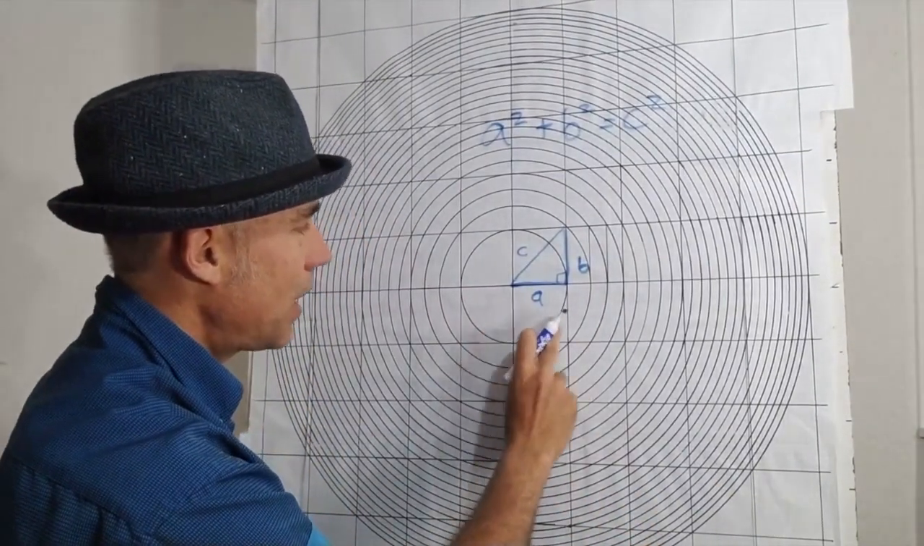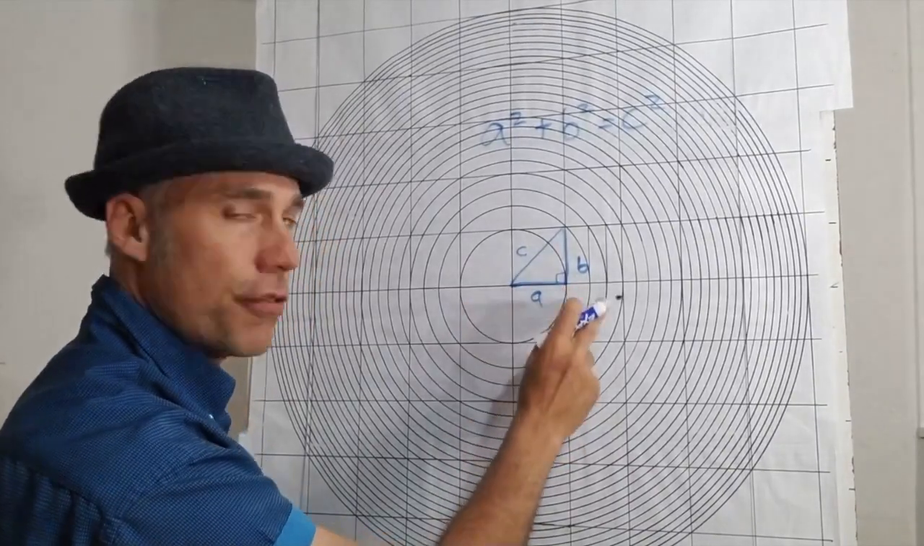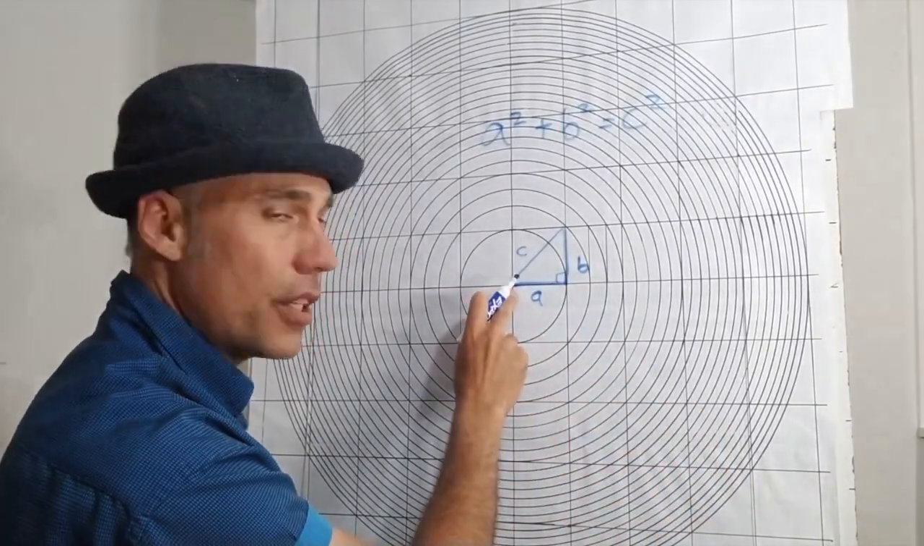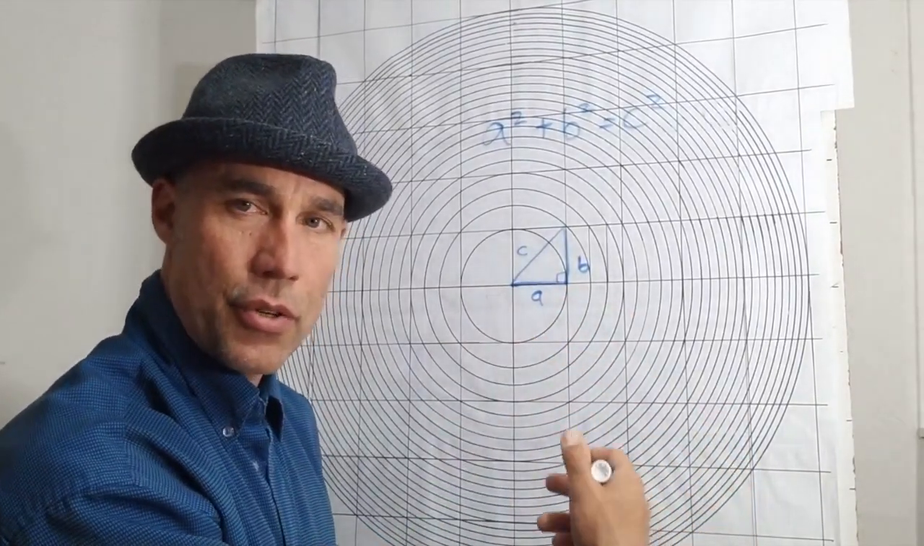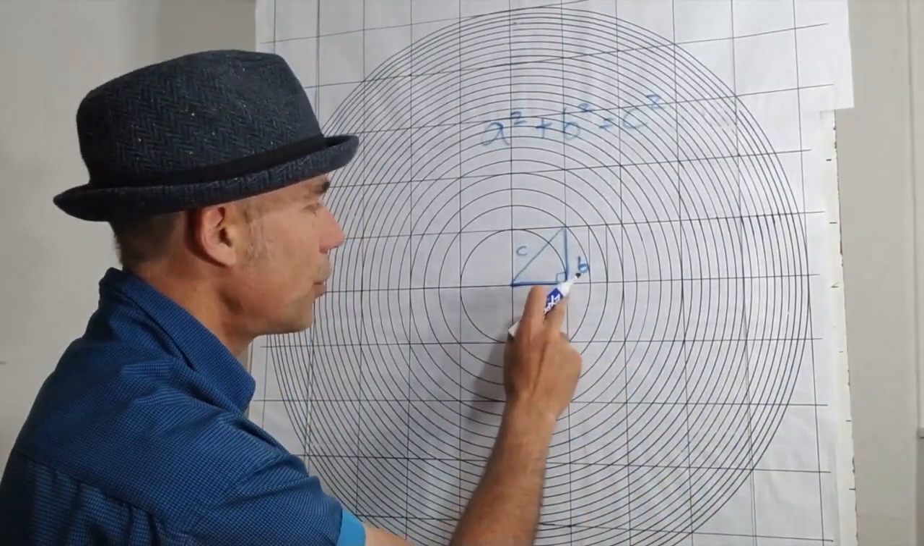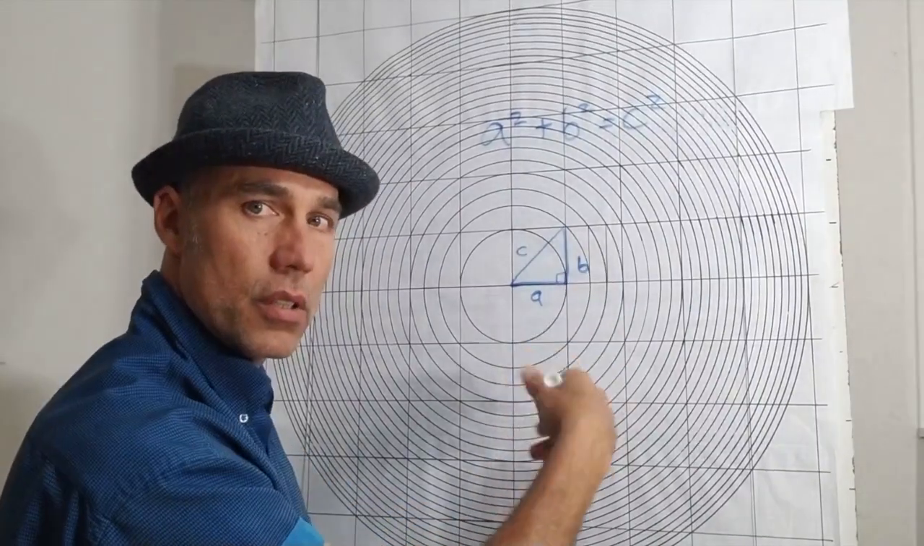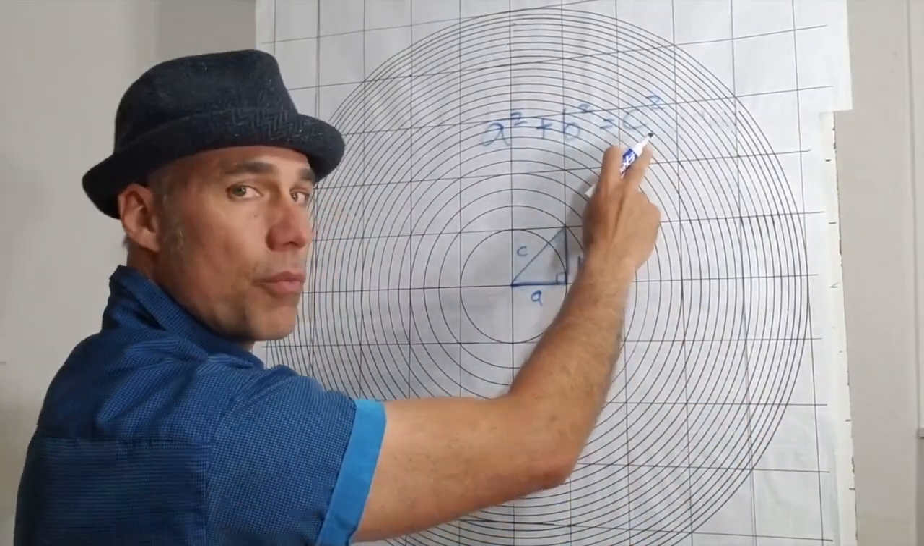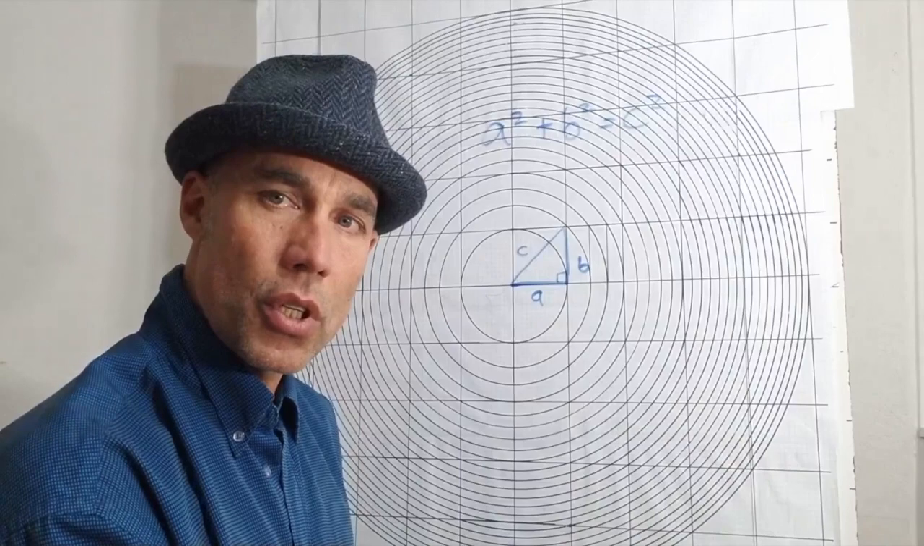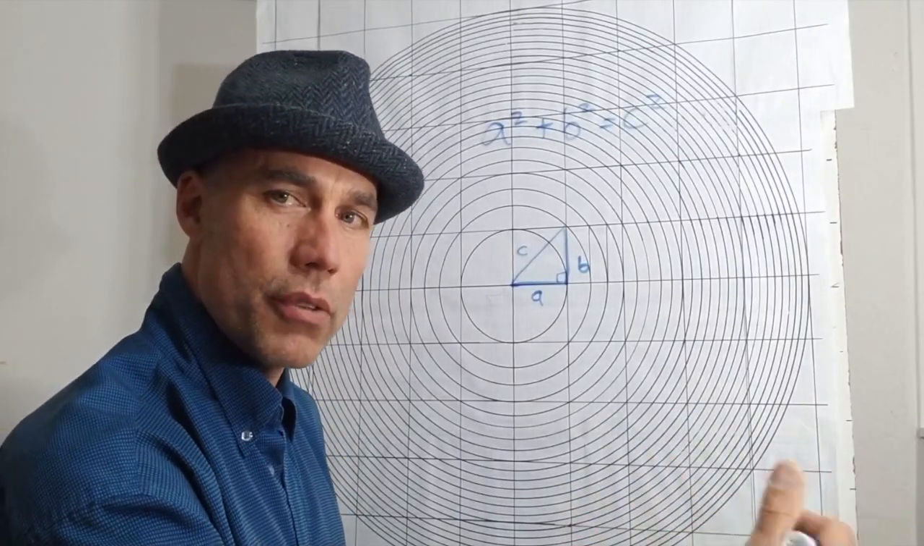We already know this length is 1. That's the radius of the first circle. The radius is the distance from the center of the circle to its outside edge, or circumference. So the first circle has a radius of 1. So 1 squared plus 1 squared, 1 plus 1 equals 2. So c squared equals 2, so c equals the square root of 2.